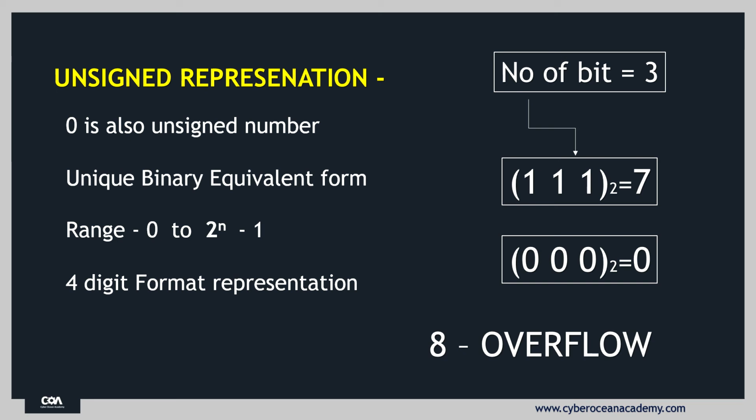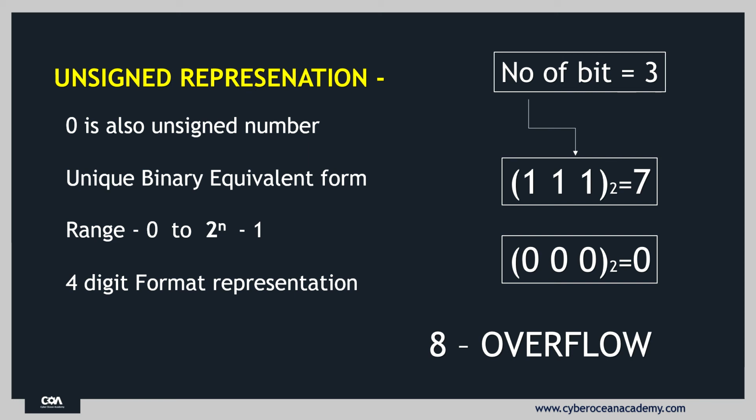Here you can see that it's from 0 to 7. The maximum value you can store in 3 bits is 7, and the minimum value is 0. So all the integer values from 0 to 7 can be represented by 3 bits. Suppose you want to represent a number like 8. You cannot represent 8 in 3 bits; you have to take an extra bit also. So this is basically a certain limitation.